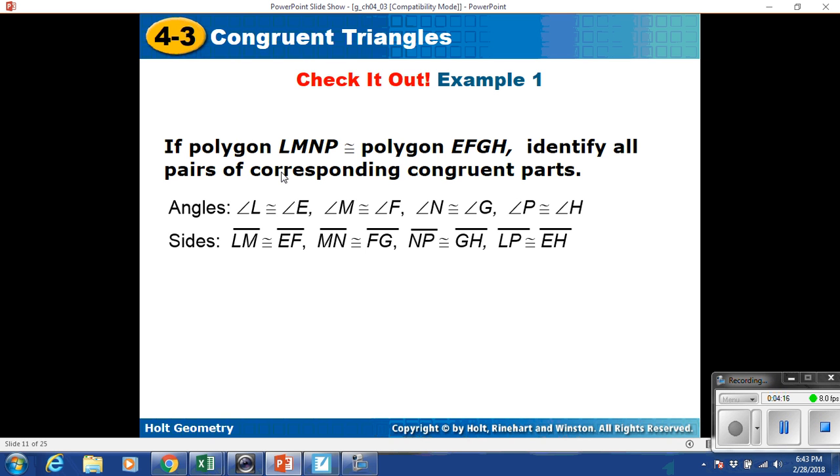Okay, our sides are going to be LM with EF, and MN with FG, NP with GH, and then LP with EH. And that's it. That's just matching congruent polygons with their corresponding parts. And just keep in mind that they're equal, if L is 90 degrees and E is 90 degrees.